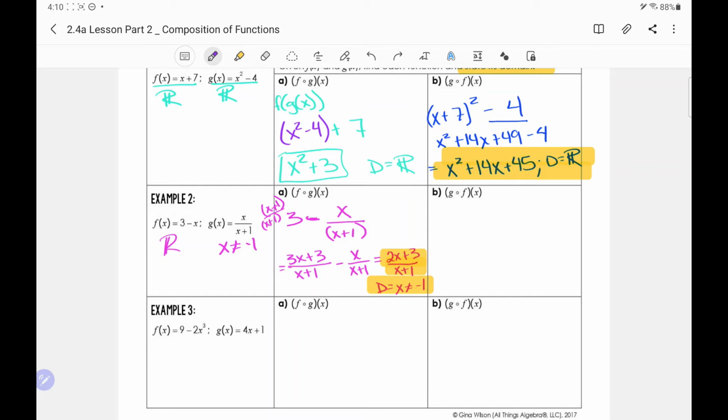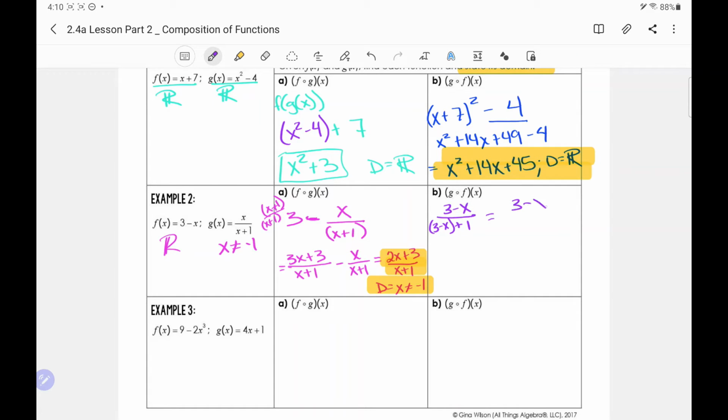So this time I'm starting with g of x, which is x over x plus 1. Let me write this smaller actually. Now that's going to change because everywhere that we have x, we're going to change it to f of x, right? So instead of x, this is going to become 3 minus x, and this x will also become 3 minus x. And now we can simplify this.